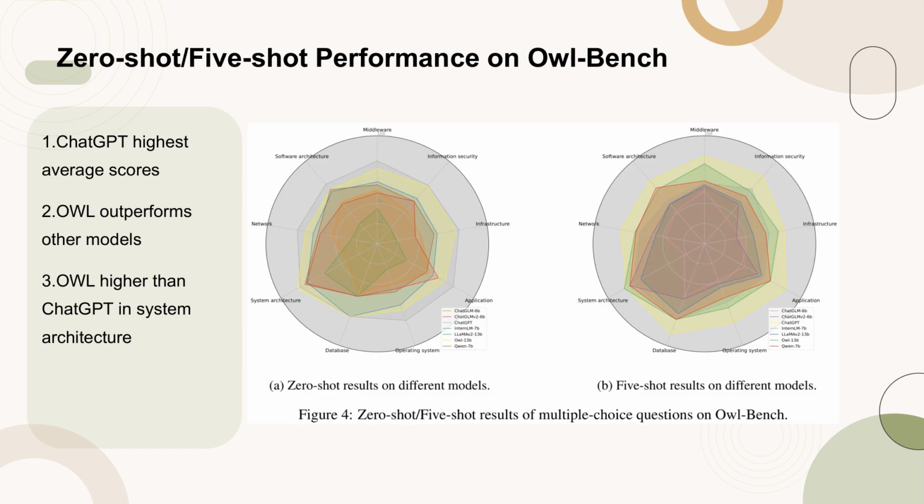Figure 4 presents the 0-shot and 5-shot results of multiple-choice questions on OWLbench. It highlights that ChatGPT has the highest average scores across various domains, with OWL closely following and outperforming other models. Notably, OWL achieves higher scores than ChatGPT in the system architecture domain, indicating its strong performance in specific areas.